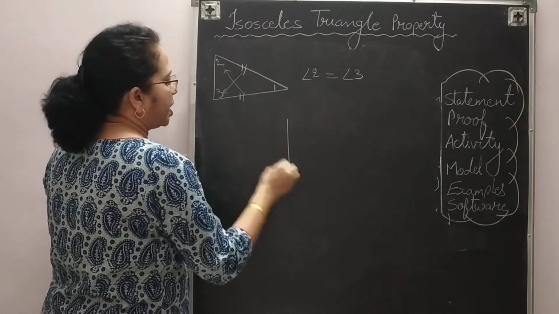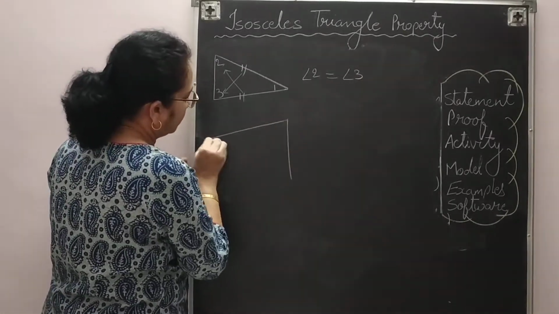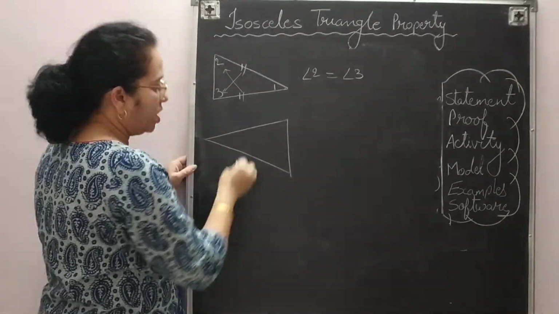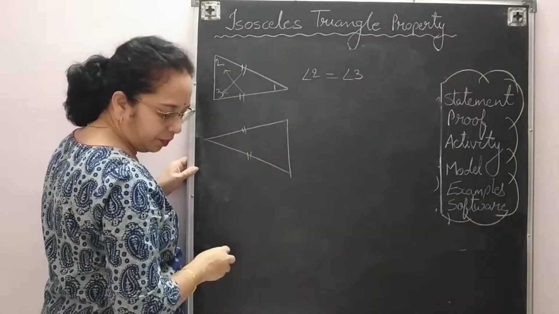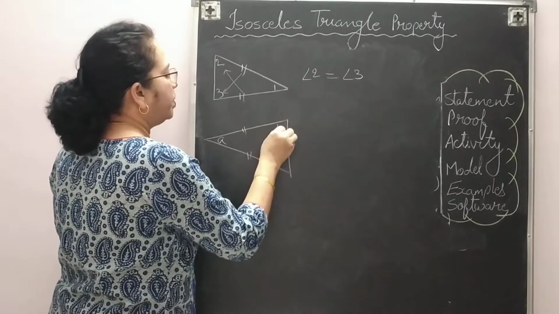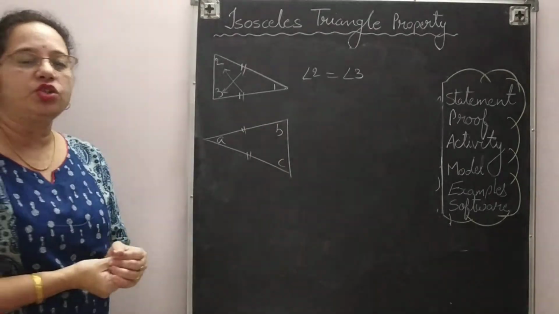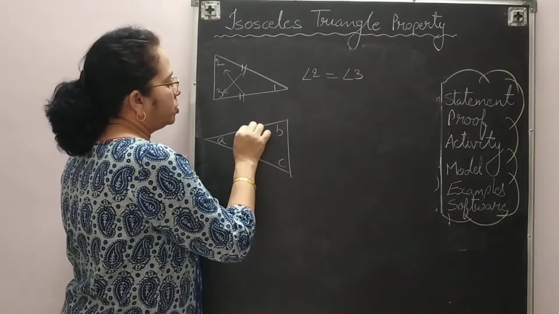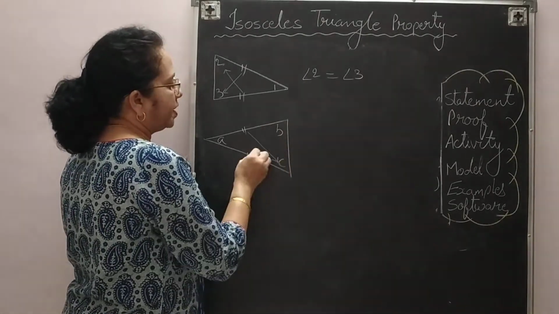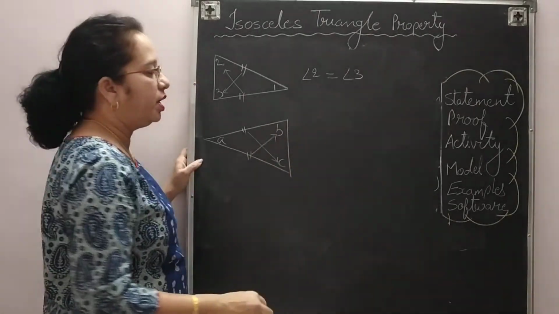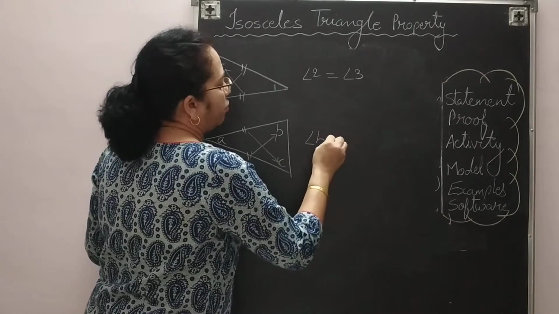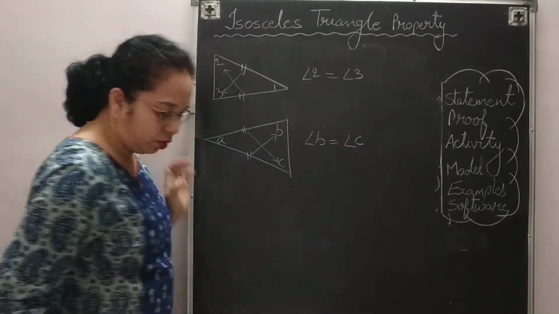Now suppose such type of figure is given. Figure may be given in any direction. So this is A, B and C. So now which two angles will be equal? Opposite to this side angle C is there and opposite to this side angle B is there. So in this particular figure angle B is equal to angle C.